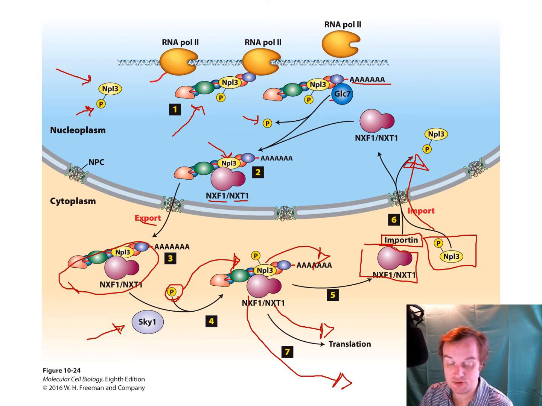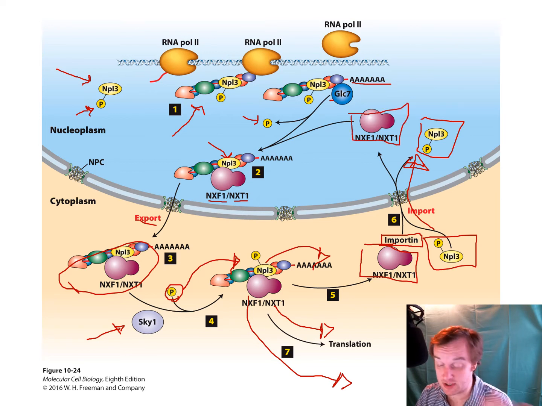And as you can see, we're in our starting state where NPL3 is phosphorylated again, and NXF1, NXT1 don't really have conformational changes, but they're ready to go, and we can do this over and over again. And so this phosphorylation is kind of the switch that says stay in the nucleus or go to the cytoplasm.